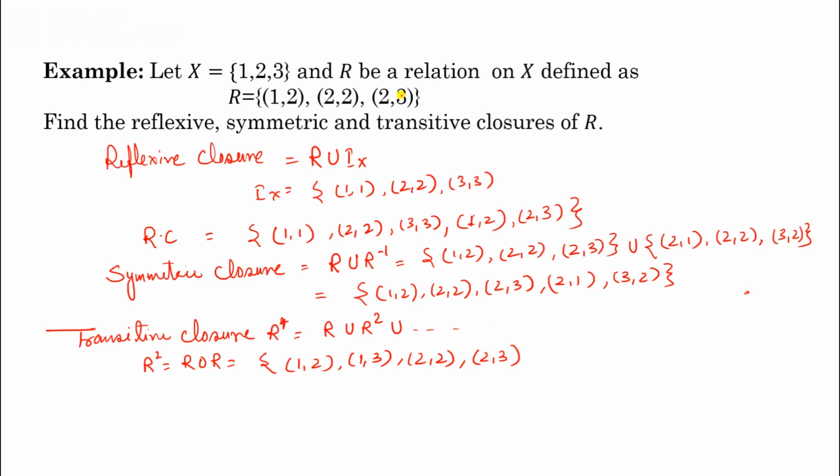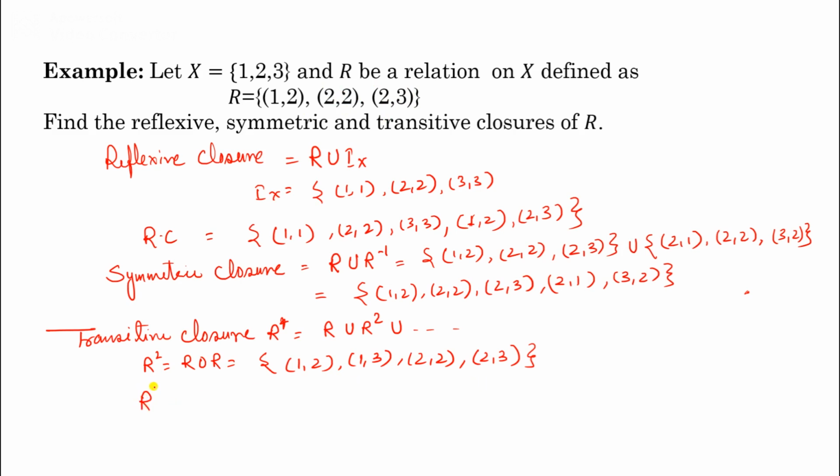Now 2 is related to 3, but no other element is starting with 3, so the process will be completed. Here we get (1,2), (2,2), (2,3), (1,3). If you start with (2,2) and (2,2), (2,2) will be there; (2,2) and (2,3) gives (2,3), which is already there. So these four elements will be there in R square.